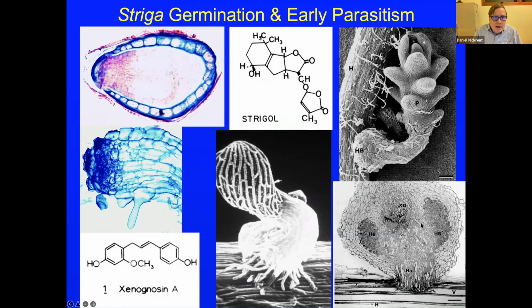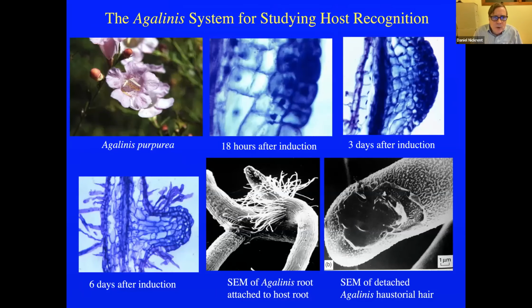So Striga was federally controlled. Nobody was allowed to move it and work on it, willy-nilly in your lab back when I was a graduate student. So my mentor, Lytton Musselman in Virginia, got a guy named Jim Riopel at University of Virginia, Charlottesville, to pick another plant. He picked a native one called Agalinis to study because it exhibits the same phenomenon of recognizing these exudates. And these are just some slides showing you the time frame.